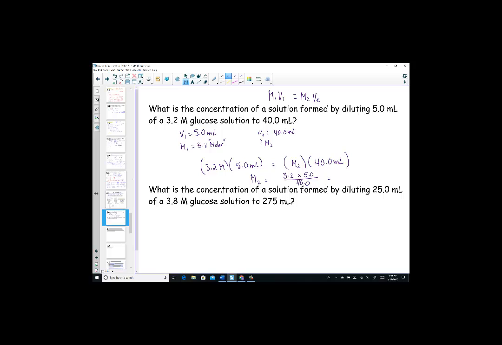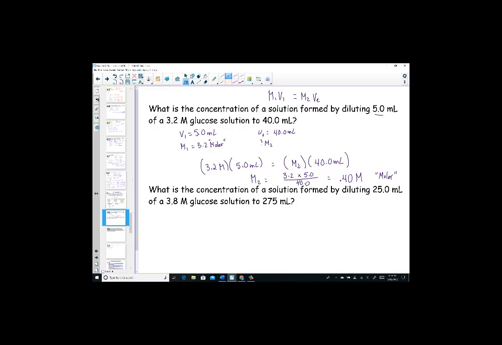3.2 times 5 divided by 40. And my calculator reads 0.4. We're going to need 2 sig figs, so 0.40, and my unit there is capital M, and remember when you read that, it stands for molar units. Not too bad, right? Let's try another together.